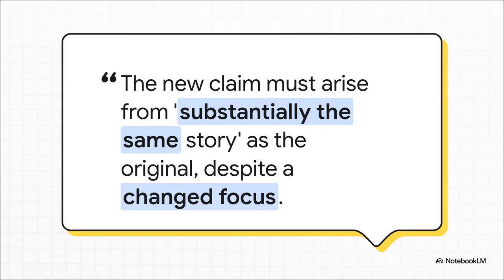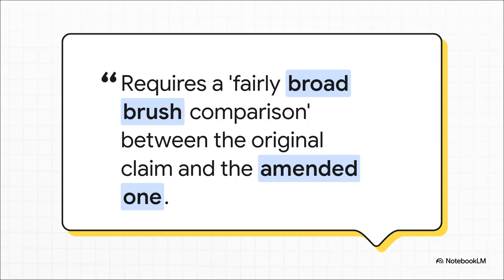The court in Thomas then gave us a bit more guidance on how to apply this same story idea. They said it's not a microscopic fact-by-fact analysis. You don't need to get out a magnifying glass. Instead, it's a fairly broad brush comparison. So the idea is to step back, look at the big picture and ask, are we still fundamentally talking about the same incident, the same grievance, even if we're putting a new legal label on it?